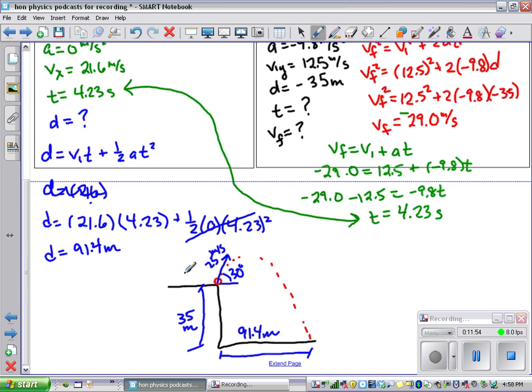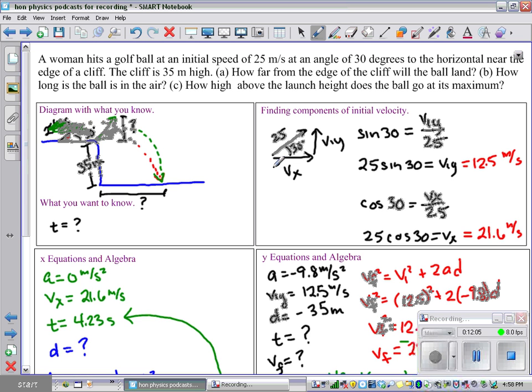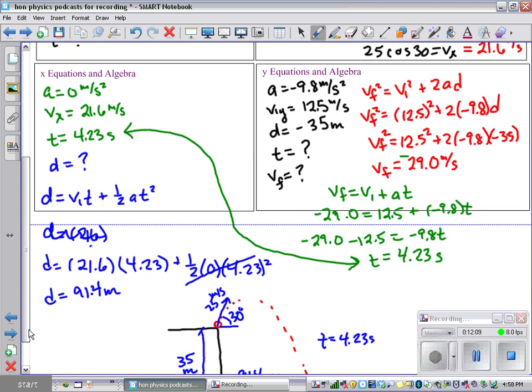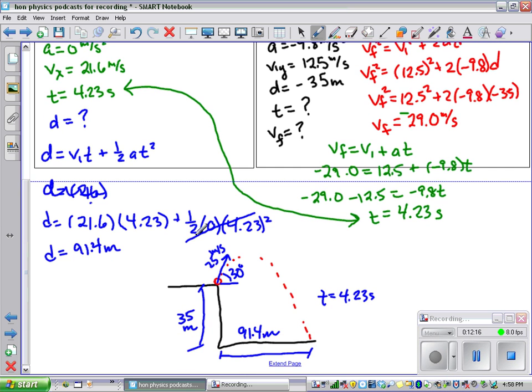I think we have one more thing to solve for. We know that the total time is 4.23, but I believe it asked us for the height. Yes, how high above the launch height does the ball go at its maximum? So we have one more thing to find, which is this height right here. So let's use the black pen. This is going to be with our y information.